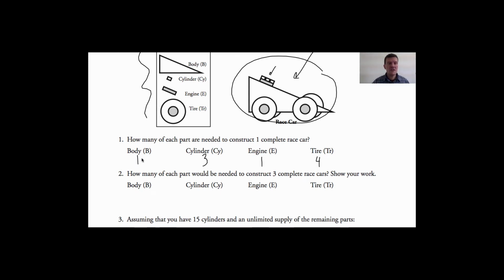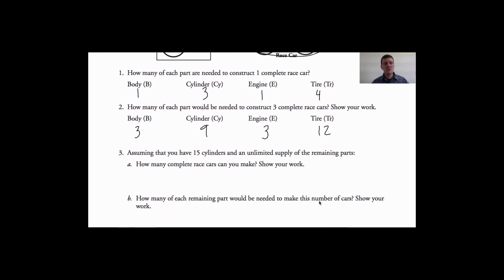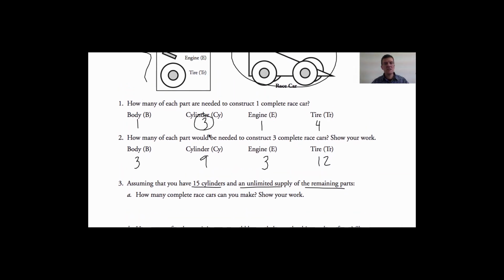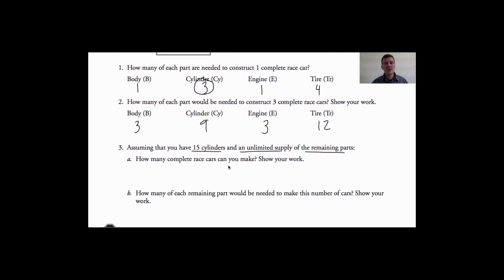If I have 3 cars, I just multiply each of these by 3: 3, 9, 3, and 12. Assuming that you have 15 cylinders and an unlimited supply of the remaining parts, how many complete race cars can you make? Well, 15 divided by 3, I could make 5 cars. I can always get as many bodies, engines, and tires that I need, but I only have 15 cylinders. Each car needs 3, that's 5 cars.